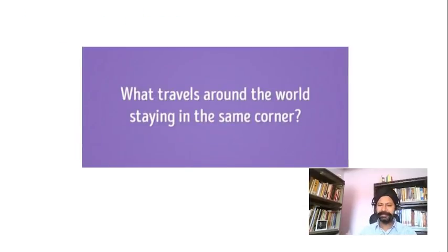So let's start with a tiny little puzzle here. And I do these puzzles not to test your brains, but more because there are so many out of the box answers that I get out of these questions. So what travels around the world staying in the same corner?